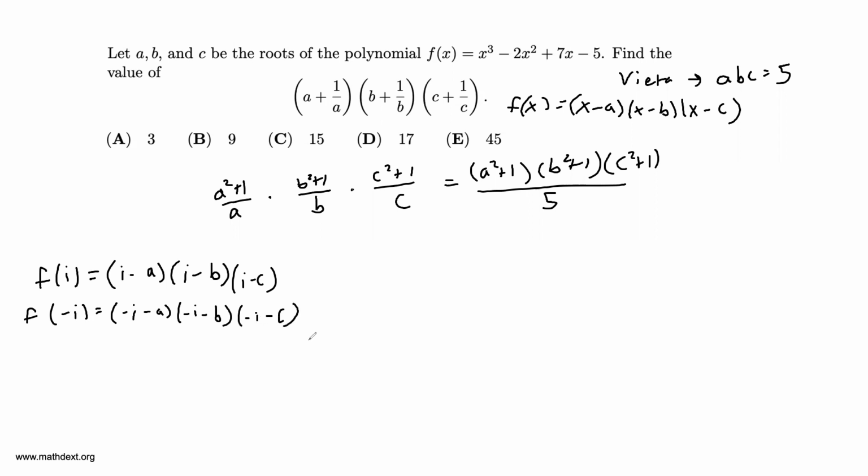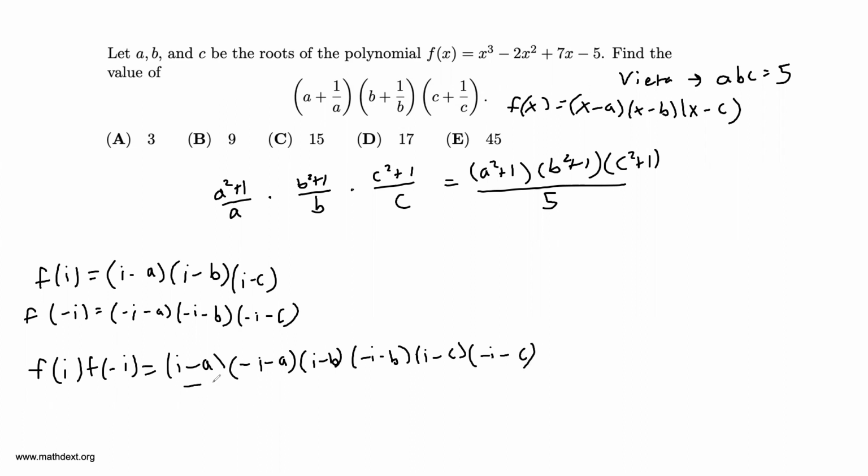And why don't we just multiply these two together? Because what we're going to get is a really nice difference of squares. So f of i times f of negative i is equal to i minus a times negative i minus a times i minus b times negative i minus b times i minus c times negative i minus c.